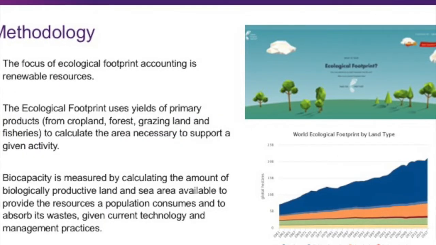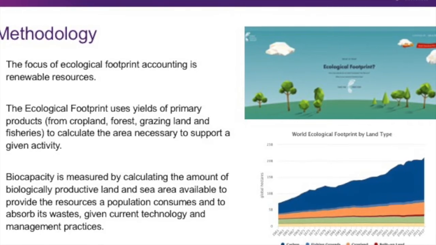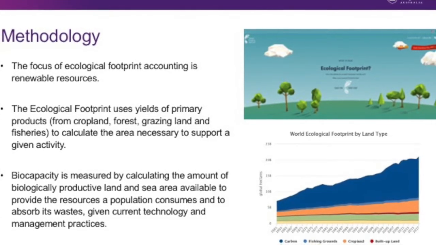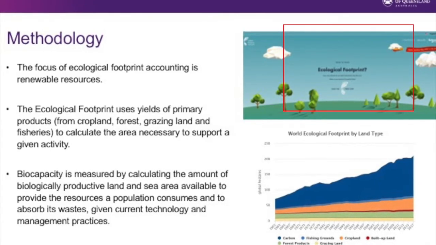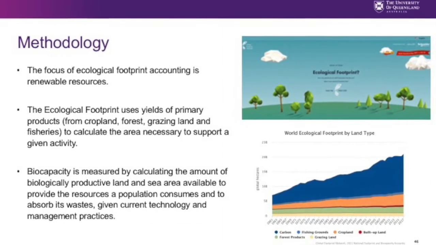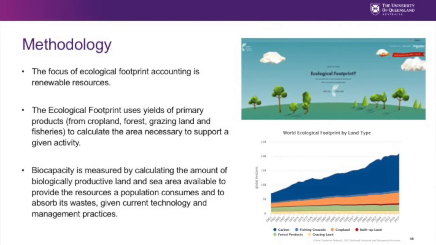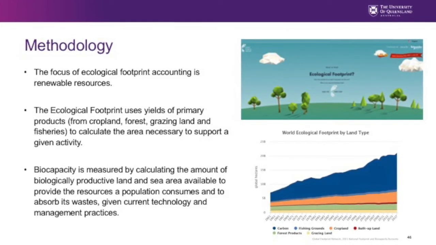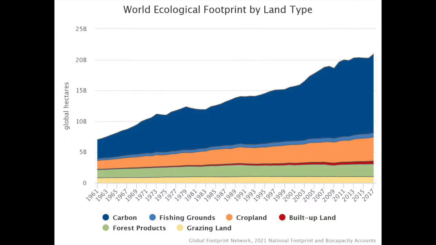So we're going to look at the methodology for estimating this ecological footprint, even though we are aware that there are many websites where you can calculate these values. But we need to know the information behind these estimations. So the focus of ecological footprint accounting is renewable resources. All commodities carry with them an embedded amount of land that is necessary to produce them and to sequester the associated waste. So the ecological footprint uses yields of primary products from cropland, forest, grazing land, and fisheries to calculate the area necessary to support a given activity.